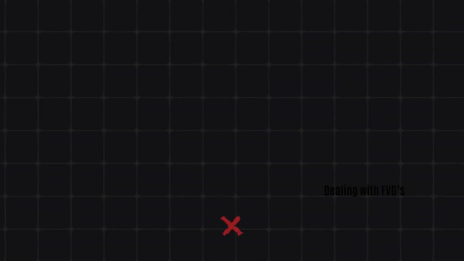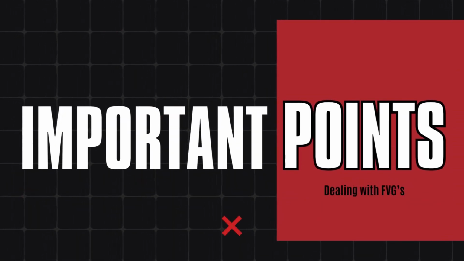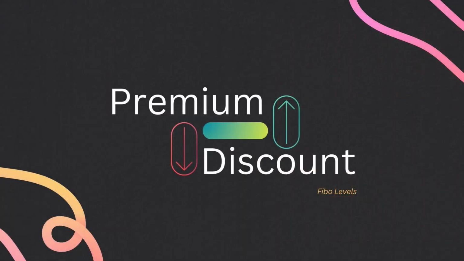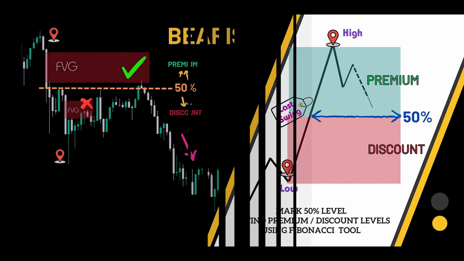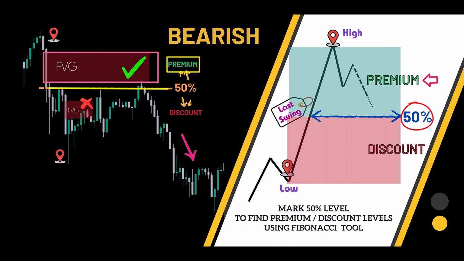Now, let's discuss some important points to consider when dealing with fair value gaps and incorporating them into our trading strategies. First is that we're only interested in gaps that reside in specific areas. In bullish scenarios, we focus on gaps below 50% or in the discount zone of a swing. Conversely, in bearish scenarios, we target gaps above 50% or in the premium zone. To determine these levels, we use Fibonacci retracements on the last price leg.